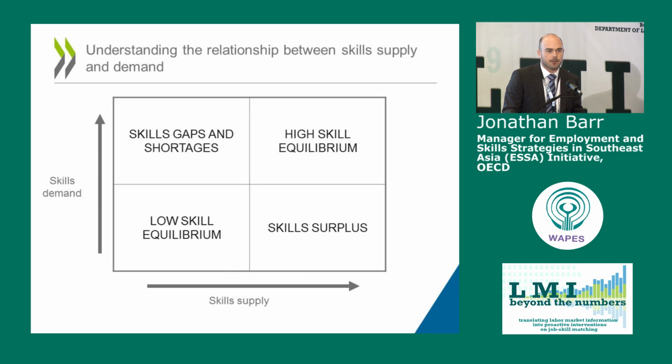Conversely, you can have areas where there's a low supply of skills, so that's a low educated population, that has low utilization by employers. And those are areas which we call in a low skill equilibrium. And typically in these areas there's a prevalence of very poor quality jobs.